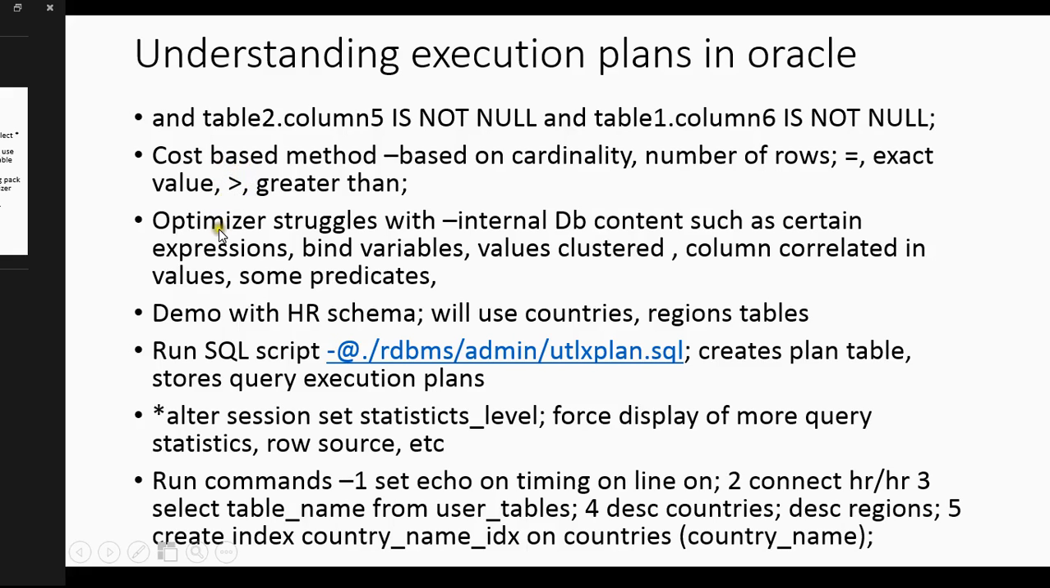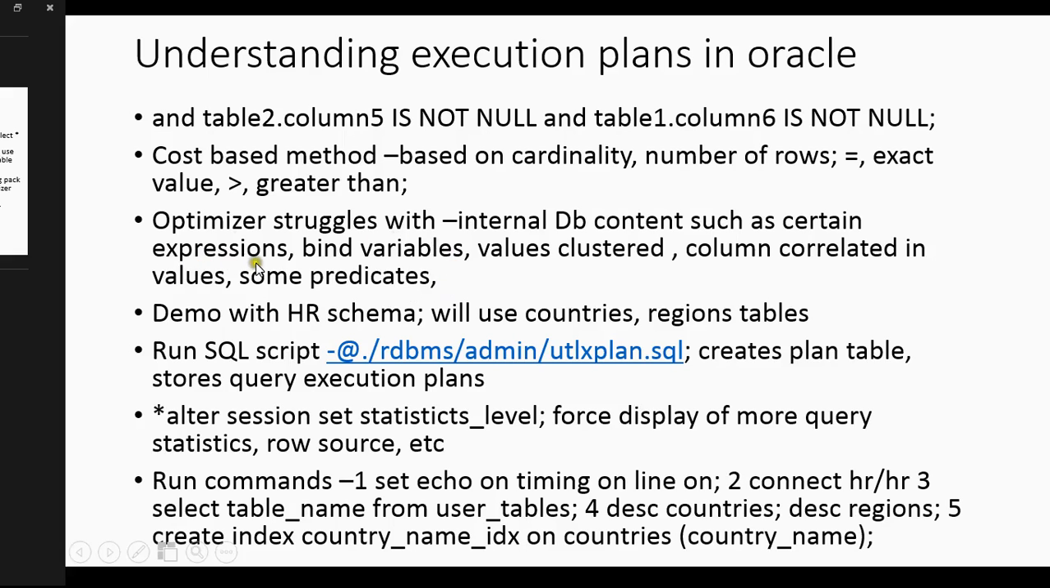to get different raw data. As I was telling you earlier, the optimizer really struggles with this database content. So let's say you have an expression, a bound variable, clustered data, columns that are correlated values, and predicates. These are just some of the reasons why the optimizer would really struggle with your query.